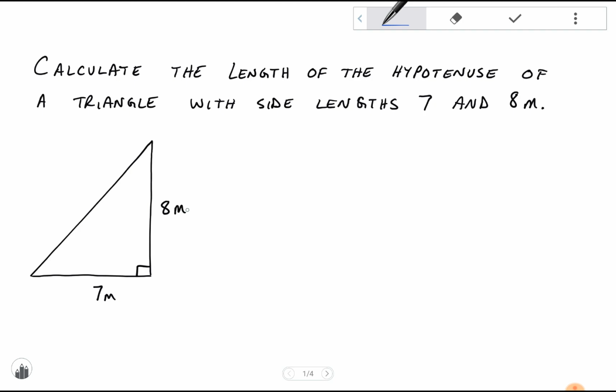This length here is 8 meters. We can call that side B. This length here is 7 meters. We can call that side A. And then this line here is the hypotenuse, and we can label that C.